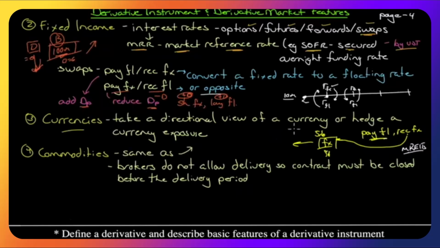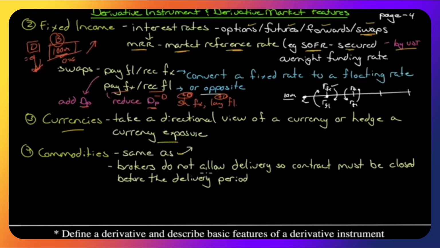Currencies. You can take a directional view of a currency or hedge a currency exposure. Let me remove this out of the way so we can concentrate on what we're doing. And commodities, you could do the same thing. You can take a directional view on commodities or hedge a commodity exposure.